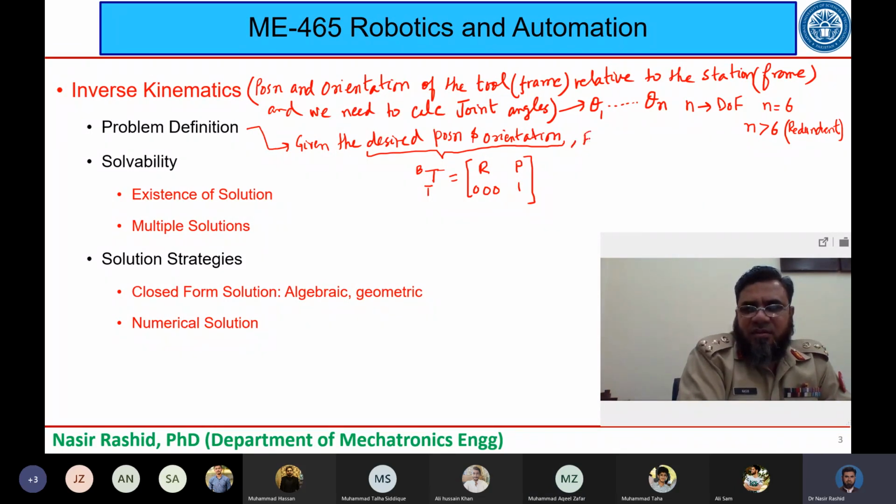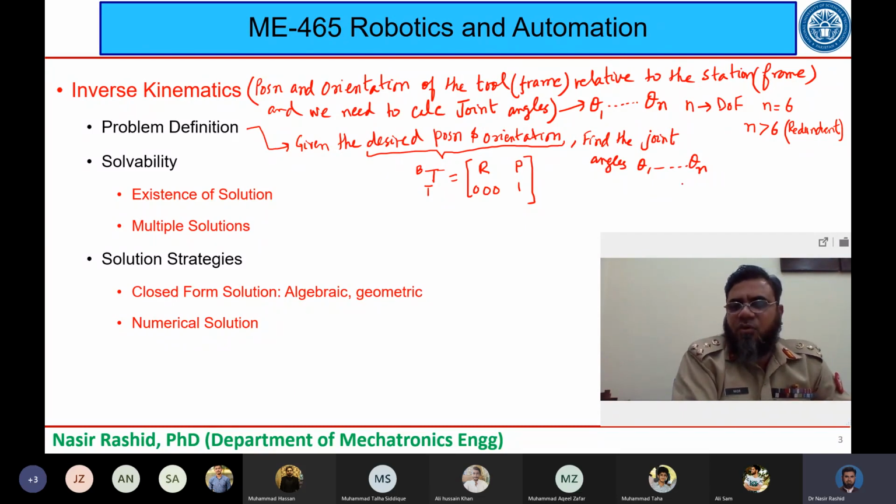So find the joint angles from theta 1 to theta n, depending upon the number of joints, which are revolute joints, or the degrees of freedom. This is how we define our problem, and we need to solve for the joint angles.